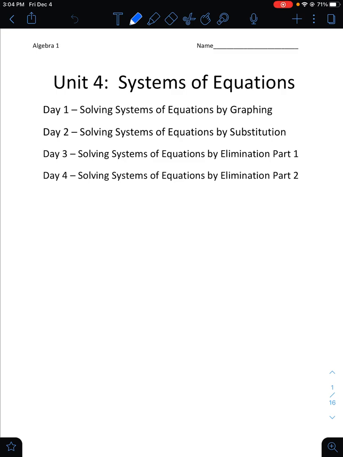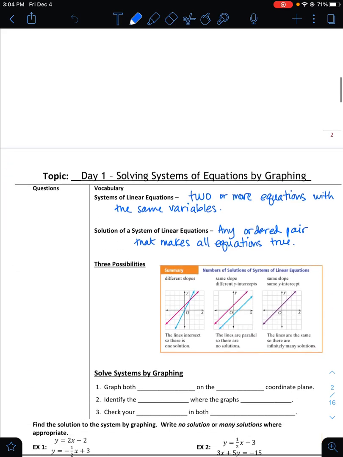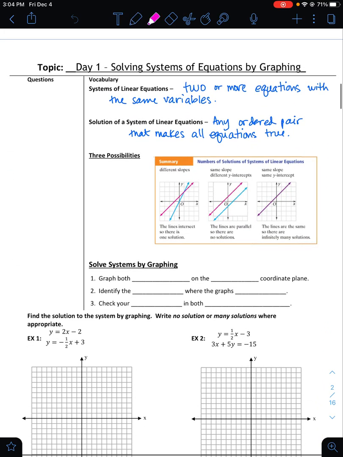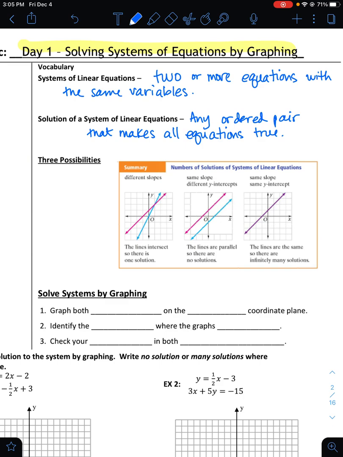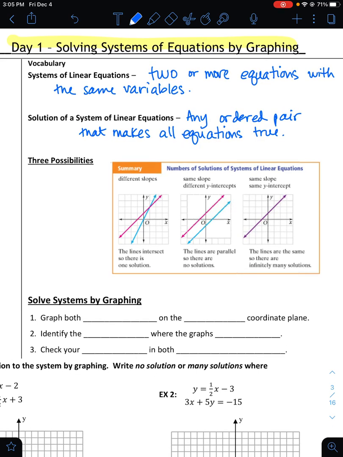If you would turn to day one. Day one, we are discussing solving systems of equations by graphing. Step one is to first define what is a system and then what is a solution.